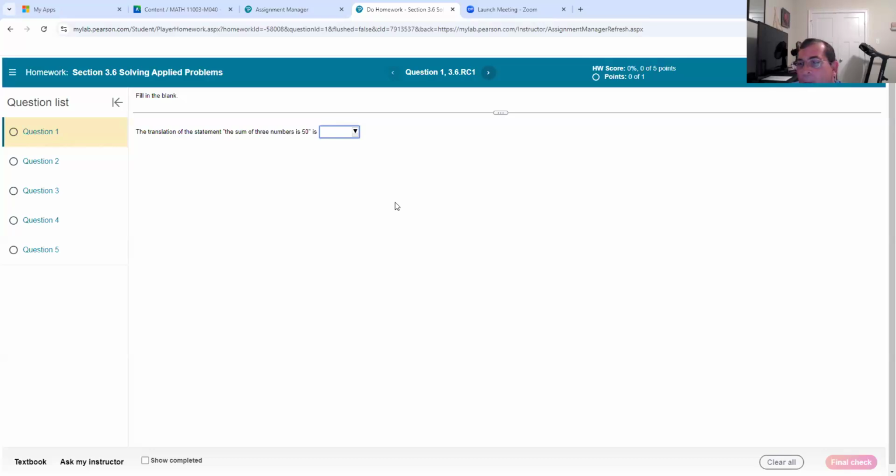So y'all, I'm going to let y'all answer this one. The translation of the statement, the sum of three numbers is 50, is, and then they're going to give you three choices here. So x minus y minus z equals 50, x plus y plus z equals 50, or x minus y plus z equals 50.